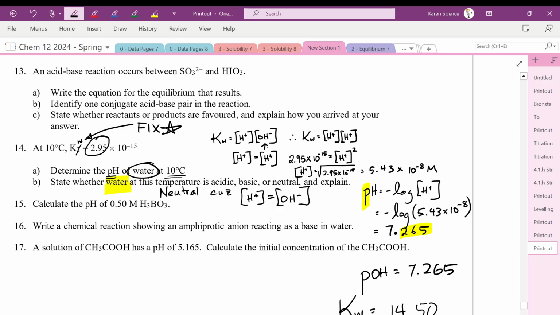Since the pH of pure water is different at different temperatures, does that mean neutral pH is different? Bingo. Yes. At different temperatures, neutral pH is different. So at 10 degrees, neutral pH is 7.265. Yeah, absolutely. Good question.